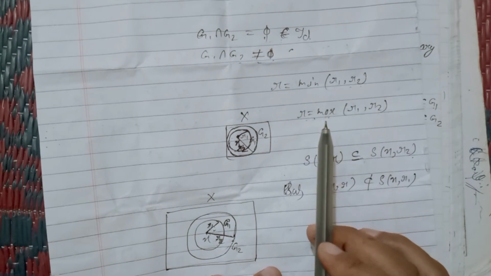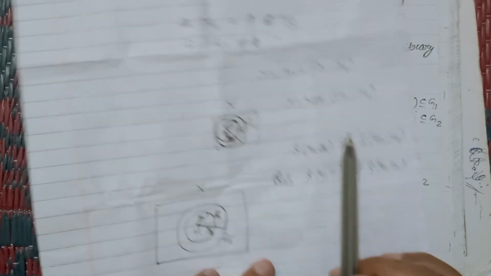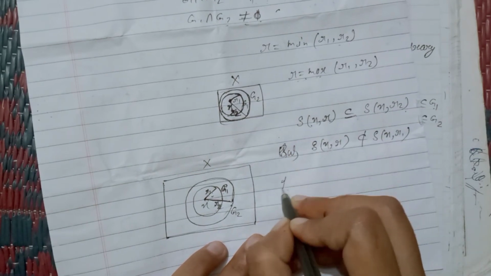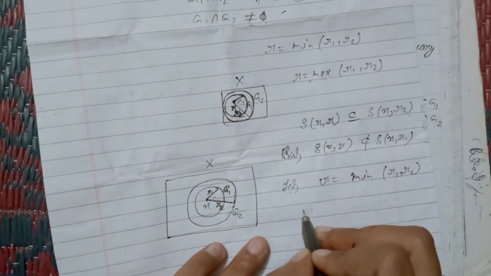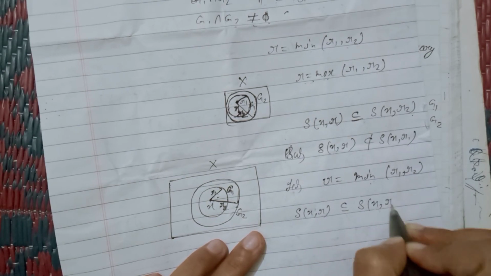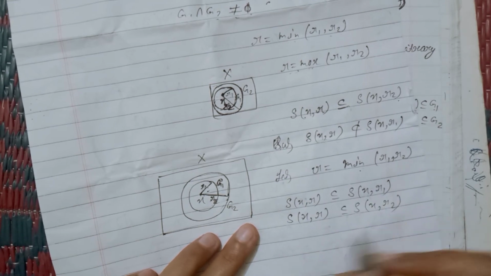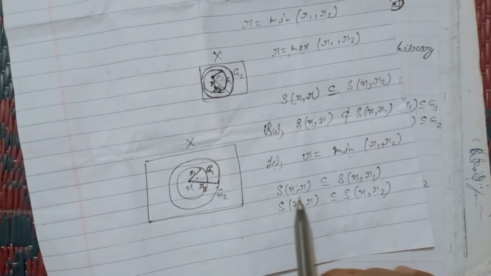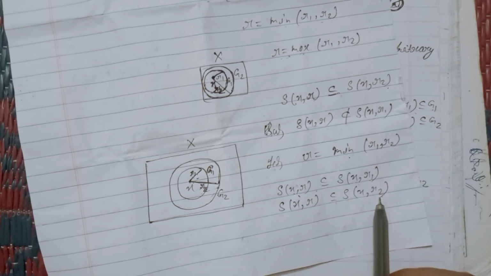Not maximum, right? If I take maximum, then S(x,r) is not contained in S(x,r1). And if I take minimum, suppose now let r equal the minimum of r1 and r2. If I take minimum, then what can we say? We can say that S(x,r) is contained in S(x,r1) and S(x,r) is contained in S(x,r2), right? Here both conditions are satisfied. Here we get an open sphere S(x,r) which is contained in S(x,r1) and also contained in S(x,r2), right?